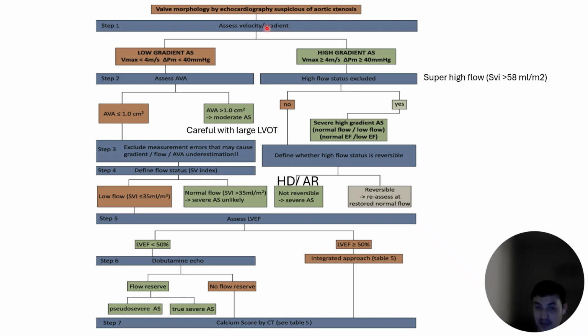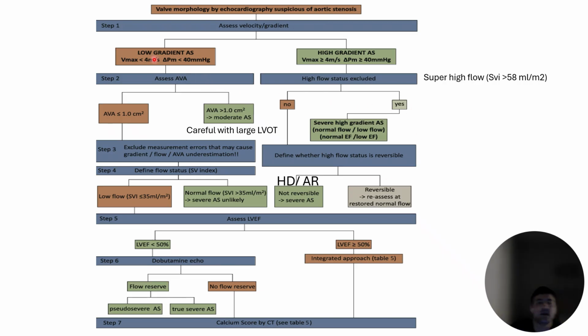So I think this is clear. You measure the velocity and gradient. Velocity is high, gradient is high. You have to make sure you don't have a high flow status. If the high flow status doesn't exist, you have to make sure whether it is reversible or irreversible. If it is irreversible, such as aortic regurgitation, you already classify it as severe aortic stenosis. If it is reversible, you have to remeasure when those conditions are dealt with.